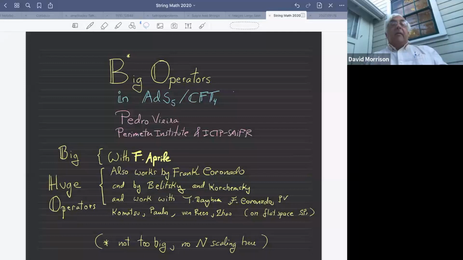talk about big operators in AdS5 CFT4, which is a slightly different title than what had been announced.